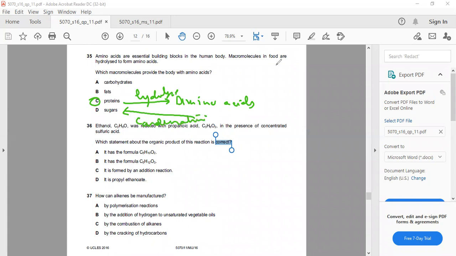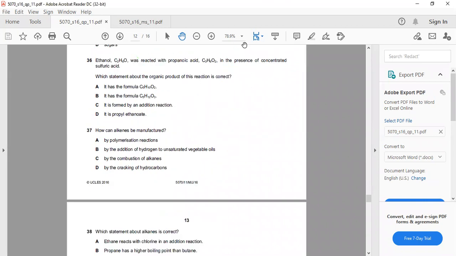Okay? Where did you study inorganic in macromolecule topic? Ethanol was reacted with the propanoic acid in the presence of concentrated sulfuric acid. You see, this is esterification. You have to revise esterification. Alcohol plus carboxylic acid form ester and water. So, ester and water. It has molecular formulas.